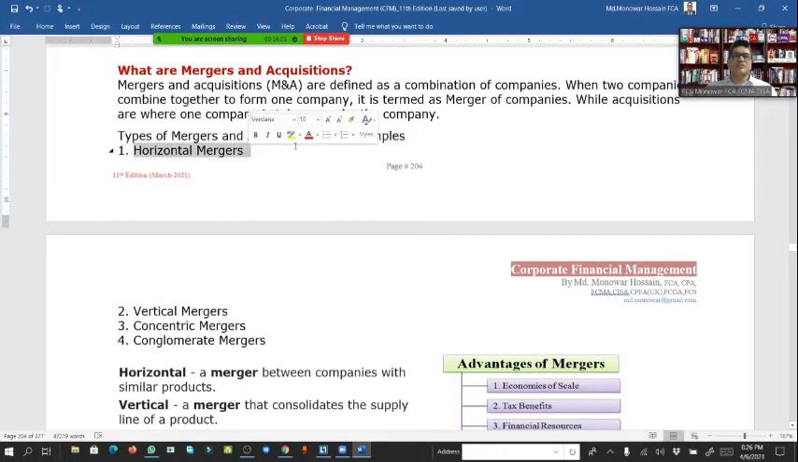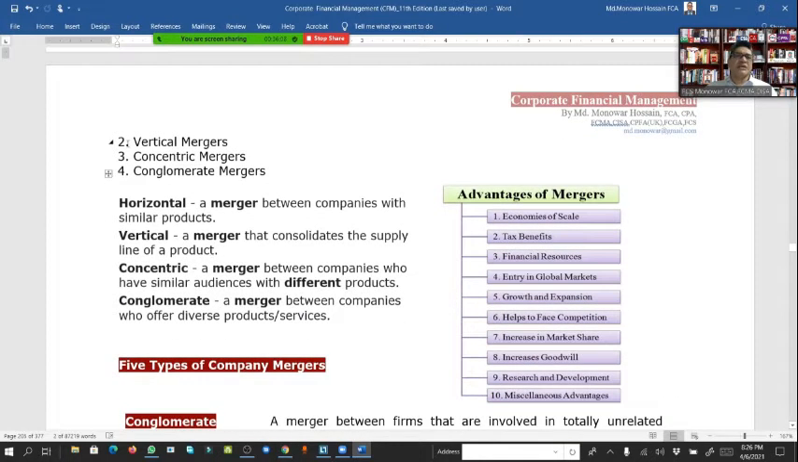Sometimes it's called horizontal merger, sometimes vertical merger. What is a horizontal merger? A merger between companies with similar products. And a vertical merger consolidates the supply line of a product. For example, if a garments company wants to merge with another company that makes hangers and other accessories, products required for the garments, that merger is a vertical merger.